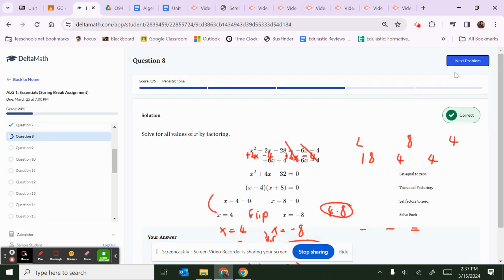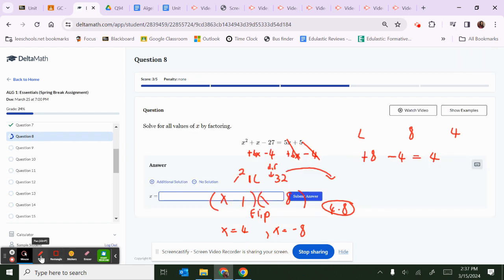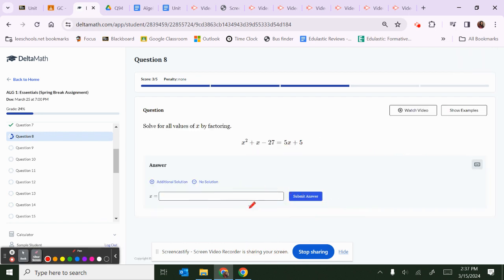All right. So let's try the next one. For this one, firstly, you gotta make sure everything's on the same side. To move a positive 5x, I will subtract 5x from the other x term, and then subtract 5 from the constant. So the x squared, I bring it down. This will technically be a 1x. So 1x minus 5x is negative 4x. Negative 27 minus 5 is negative 32. All right, we got 32 again.